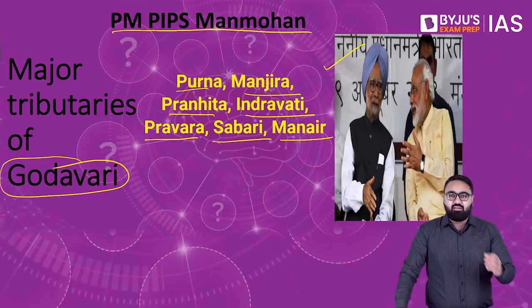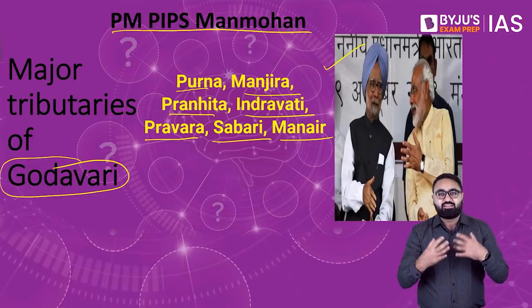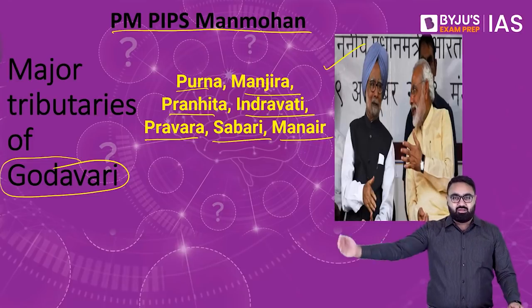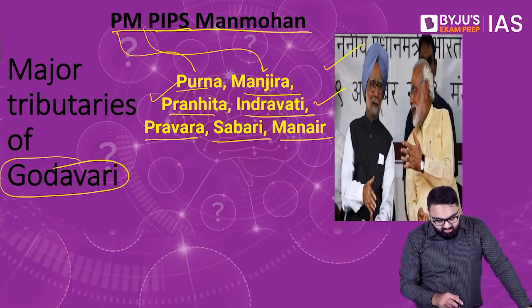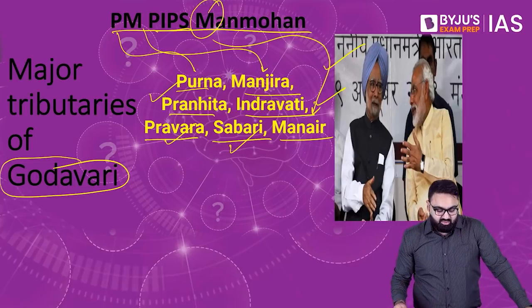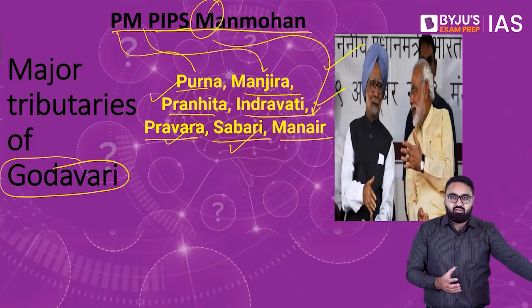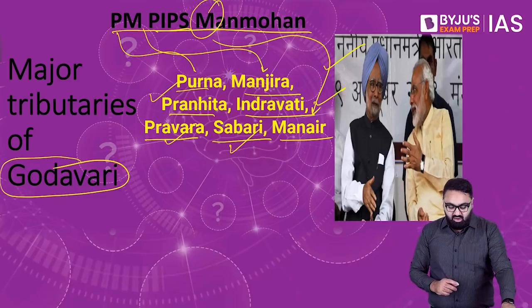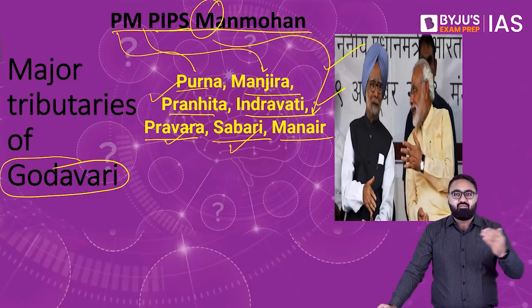Pips means when you defeat someone or when you go ahead of someone. So, if you defeat someone in a race, that means you pipped the other person. So, PM Pips Manmohan. P stands for Purna, M stands for Manjira, PIPS stands for Pranhita, Indravati, Pravara, Sabri, and then M for Manmohan here would stand for Manair. So let's just try and remember one by one, starting with the Kaveri River and then jumping on to the Godavari River. We don't want to overload you with all this information. Let's try and go one by one gradually.